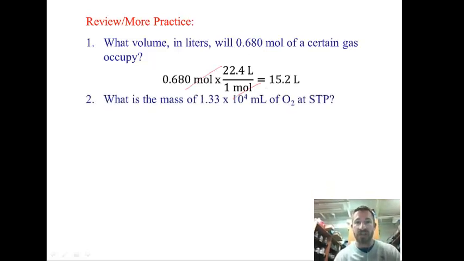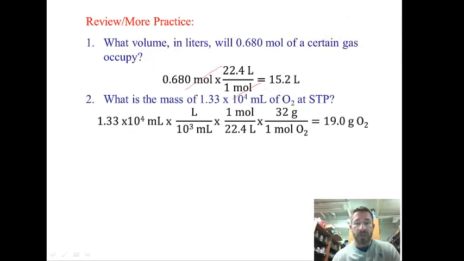Let's do the second problem. What is the mass of 1.33 times 10 to the 4th milliliters of O2? This one involves 2 steps, because what I'm going to have to do first is change milliliters to liters, and then I can use this right here to change liters to mass. So here's the way this problem's set up. Actually, I have 3 steps on this.